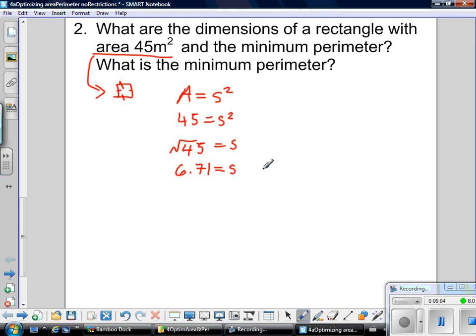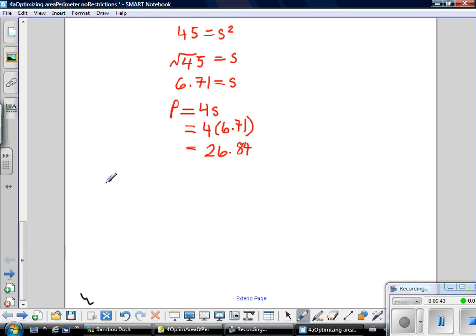Now, if this is what my side length is for my square, I can determine the actual perimeter. So the perimeter, remember, in a square is the distance all the way around. So we have 4 s's, and we calculated s from above, which was 6.71. We bring out our calculator again, and we end up with 26.84. And finally, to finish it off, we need to put a therefore statement.